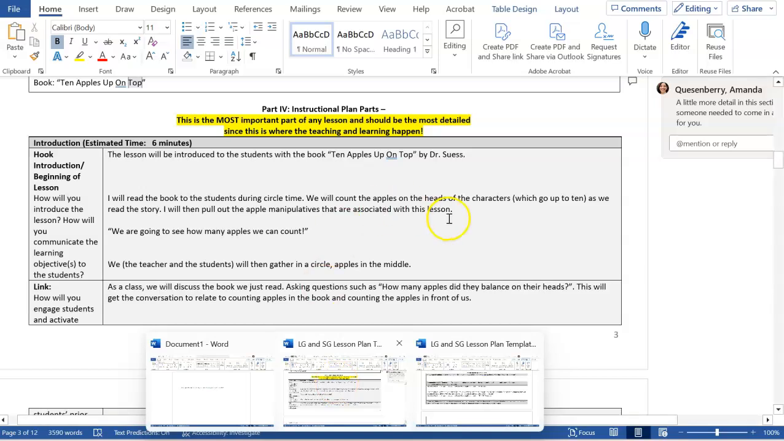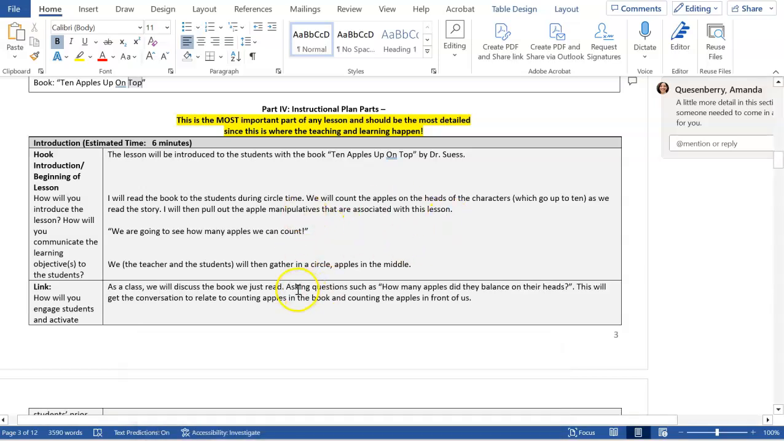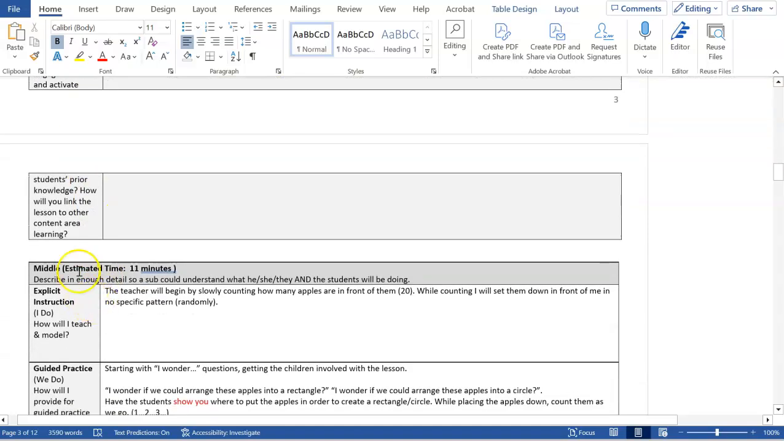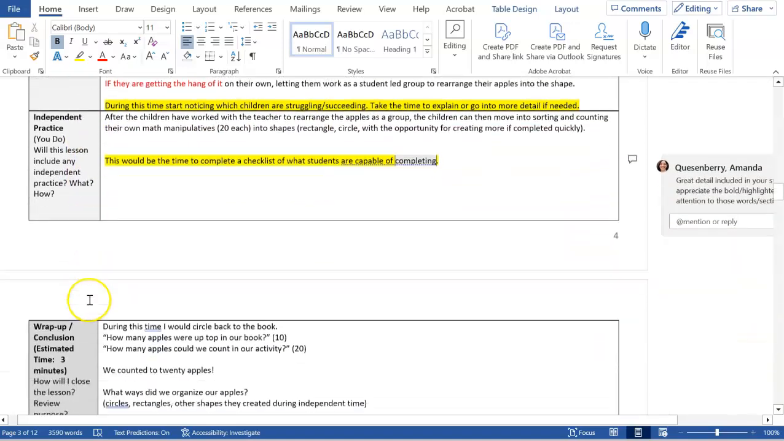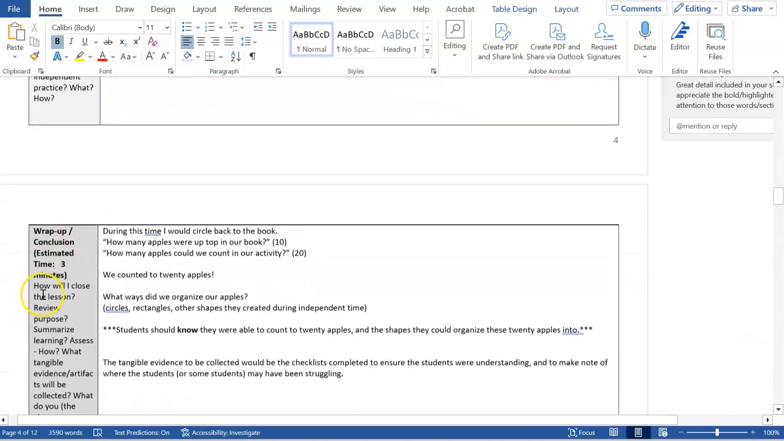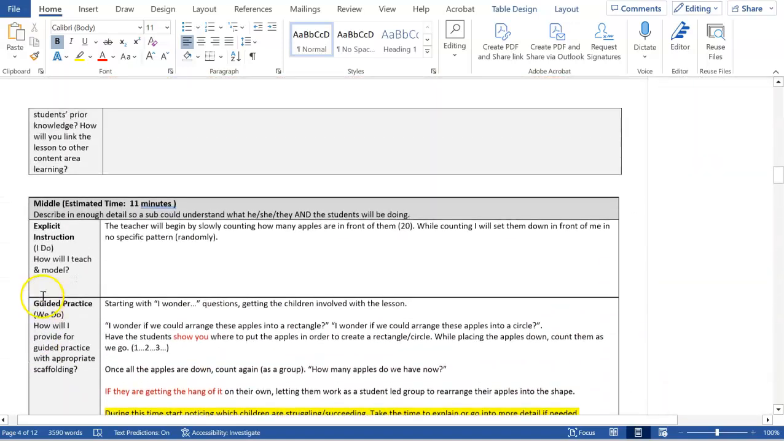We'll kind of flip back and forth, but for the most part, we'll look at this. The next part, and we're still in the large group lesson plan here, is the part that you'll actually be doing. This is the part where you're describing what's actually happening in your lesson. So you'll see that there's an introduction, a middle, and a wrap up and conclusion for your lesson.